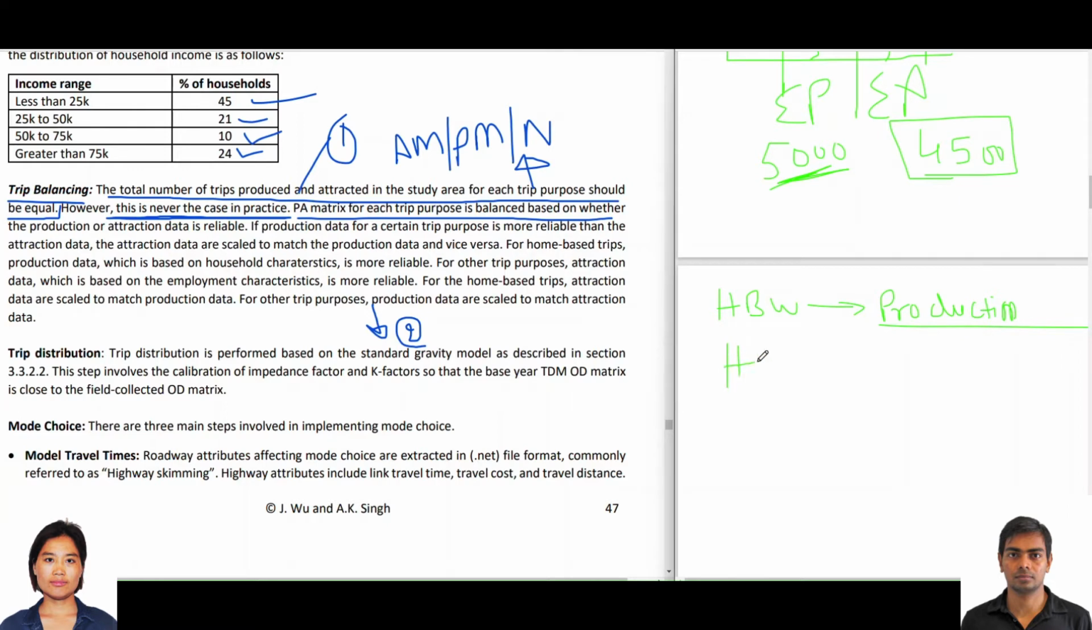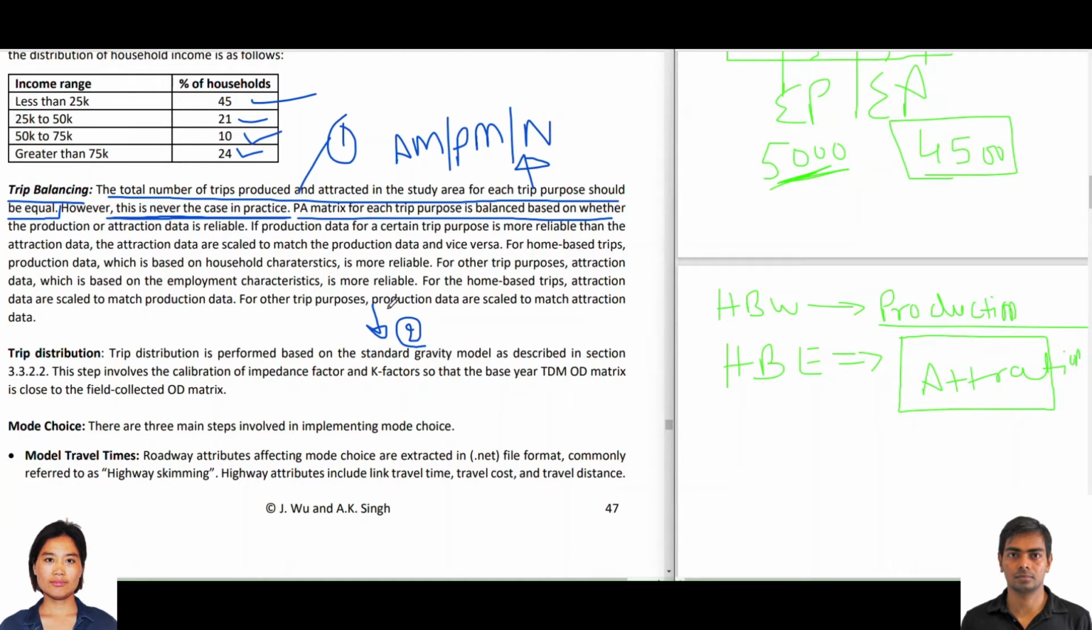So let's say home based non-work, home based going to school, home based education. We know how many students will go to school, how many parents or employees will bring their vehicles. So for everything else, we trust the attraction. That's the short story of PA balancing.